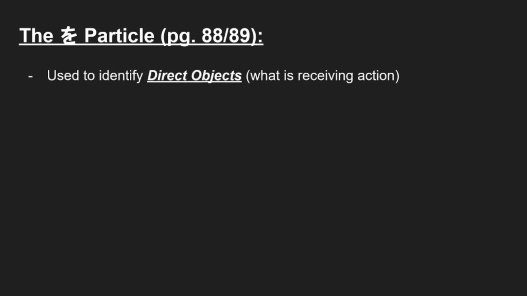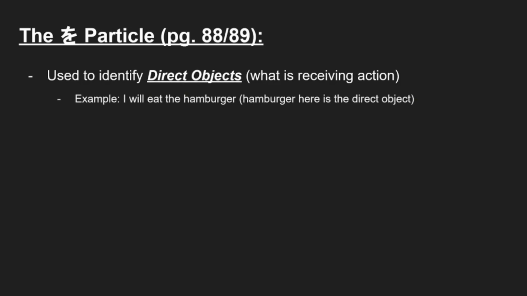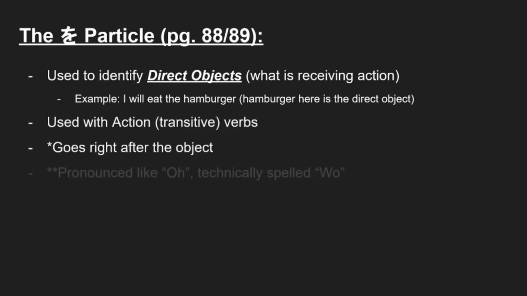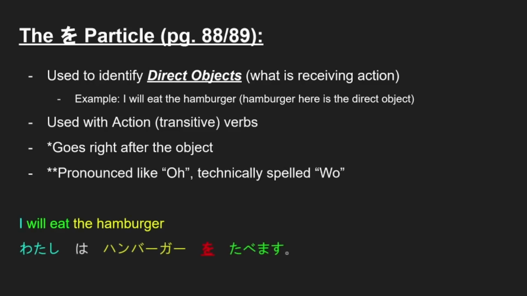The O particle has the most straightforward function here. There's only really one function, and in a technical sense, it is used to identify direct objects. Now, what is a direct object? It is basically like if you're doing an action, it is the thing that you're doing the action to. So if I say the sentence, "I will eat the hamburger," the hamburger is being eaten. That is the object of the action, hence direct object. I will eat the hamburger.